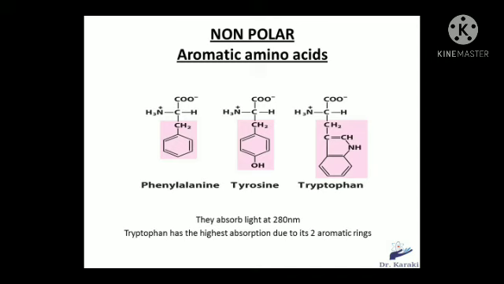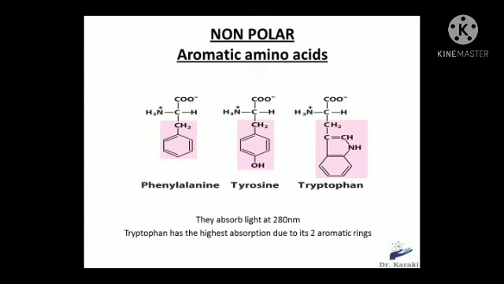Phenyl means benzene ring. So here we reverse the chain. Similarly, CH, NH3 positive, CO negative, and alanine carries the CH3 group. Here H is replaced by a phenyl ring, so it is CH2 and phenyl ring. In tyrosine, similar to phenylalanine, it just contains an OH group, so we apply the OH group below the chain. Next one is tryptophan.